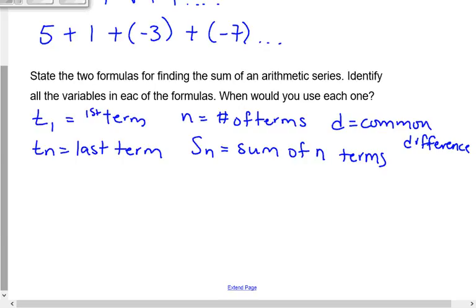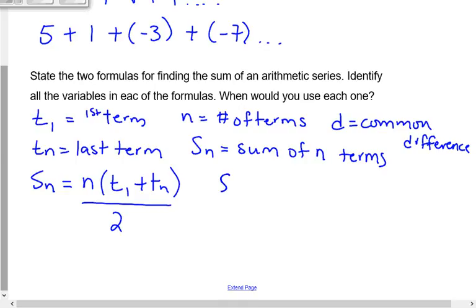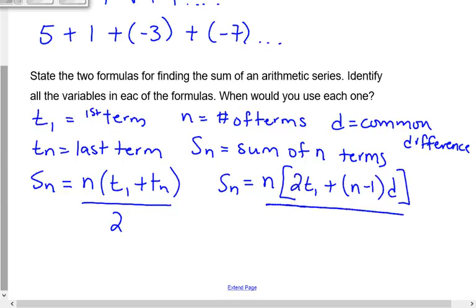Okay? So the first formula is given as Sn equals n multiplied by T1 plus Tn, all divided by 2. Okay, and the second one is Sn equals n multiplied by square bracket 2 times T1 plus n minus 1 multiplied by d, all of this divided by 2.